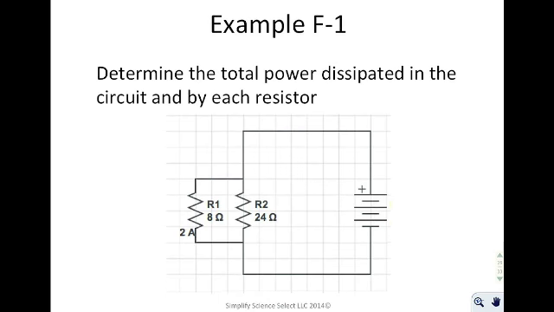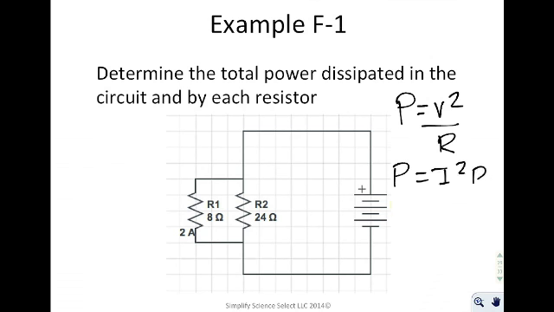So now, as an example, we want to determine the total power dissipated by the circuit and by each resistor. Now, in order to find out what the power is going to be, I can actually figure it out multiple ways. I can say P equals V squared over R. I can say P equals I squared R. And I can use P equals IV. Now, I can do that for each one.